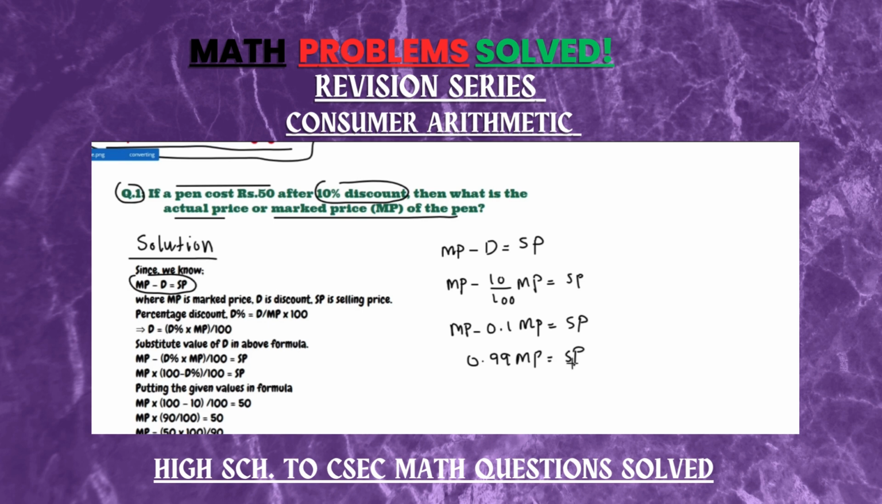Here we know the selling price is $50, right? So what will be the marked price? The marked price will be the selling price, $50, over 0.99. So if we use a calculator and divide 50 by 0.99, right?